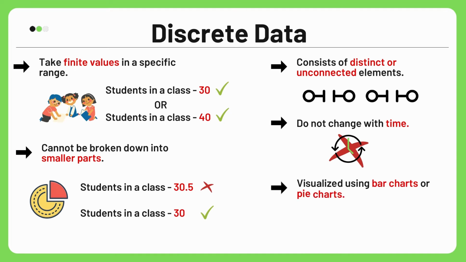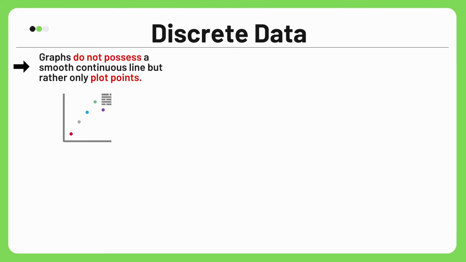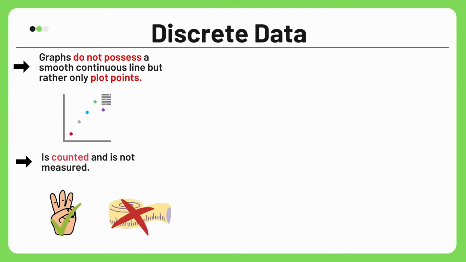Under statistical data analysis, discrete data can be easily visualized using bar charts or pie charts. If discrete data is plotted on a line chart, then the graph represents value at specific points along the number line. These graphs do not possess a continuous line but rather only plot points above consecutive integer values. Discrete data is counted and is not measured. Example, you can simply count the number of students in a class instead of measuring it using a measuring device.